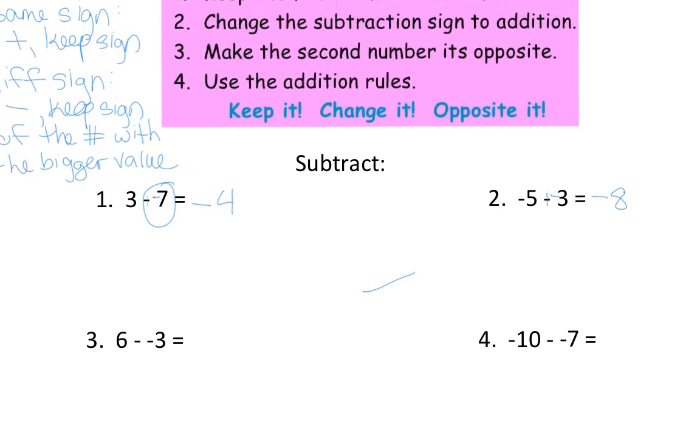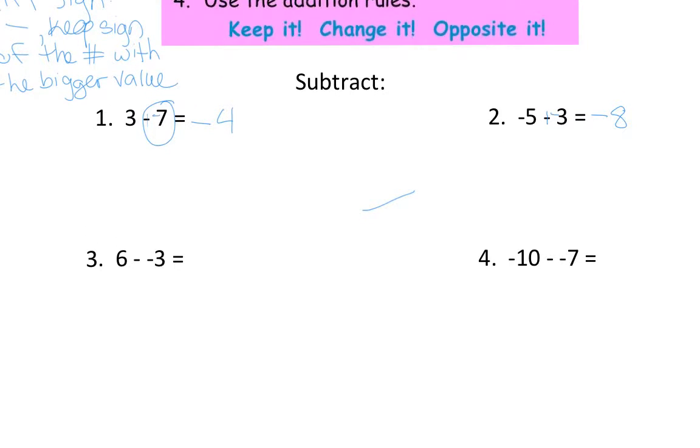Example number 3. 6 minus negative 3. We're going to keep it, change it, opposite it. Keep the 6 the same. Change that subtraction symbol into an addition symbol and make the second number the opposite. I know this looks a little goofy, but now it says 6 plus positive 3. Well, that's very easy. 6 plus 3 is 9. We kept the 6, we changed the subtraction to addition, and we made that negative 3 into its opposite, which is positive 3. 6 plus 3 equals 9.